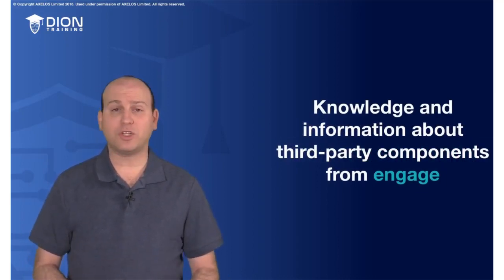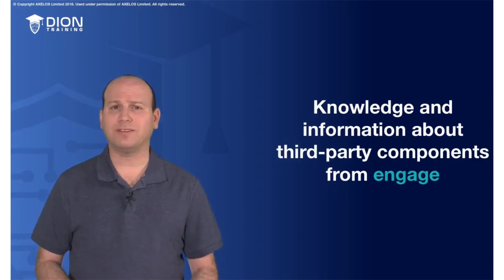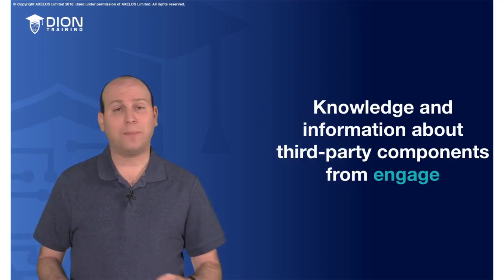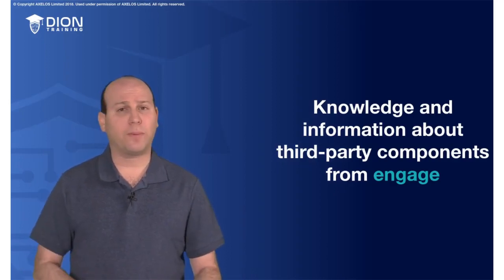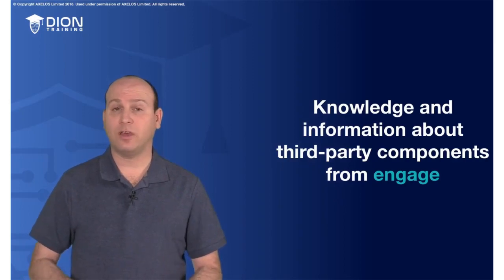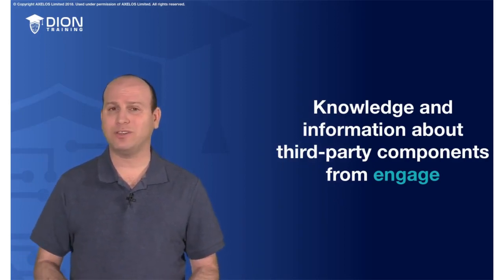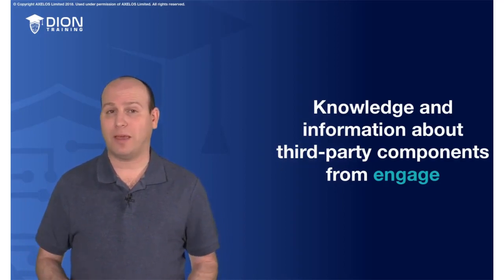Now, knowledge and information is going to come from two different places. First, we have knowledge and information about third-party service components from Engage. This is where we're going to be considering, just like we did for Obtain and Build, what things are available to use, but now we're doing it from a third-party partner or a supplier perspective. If we know that our supplier has this type of capability, then we can help better design and transition something that works around that capability.